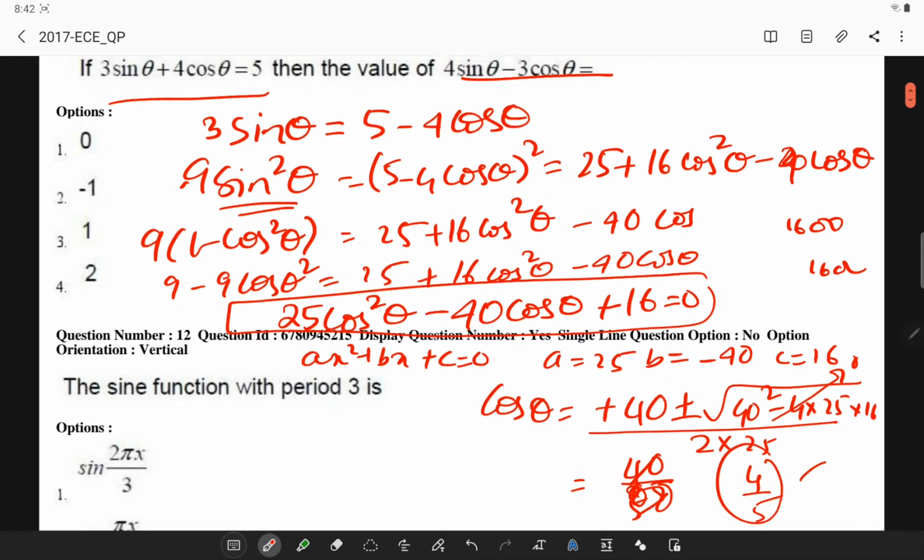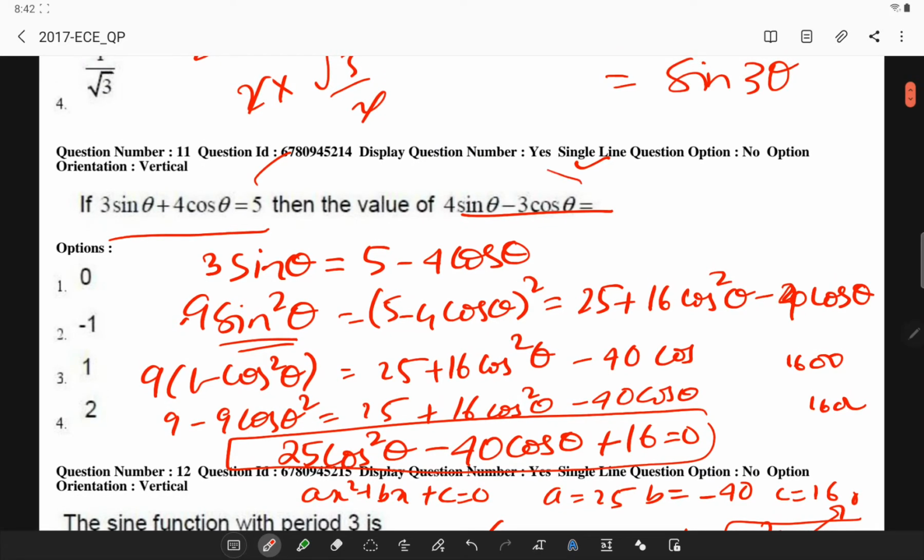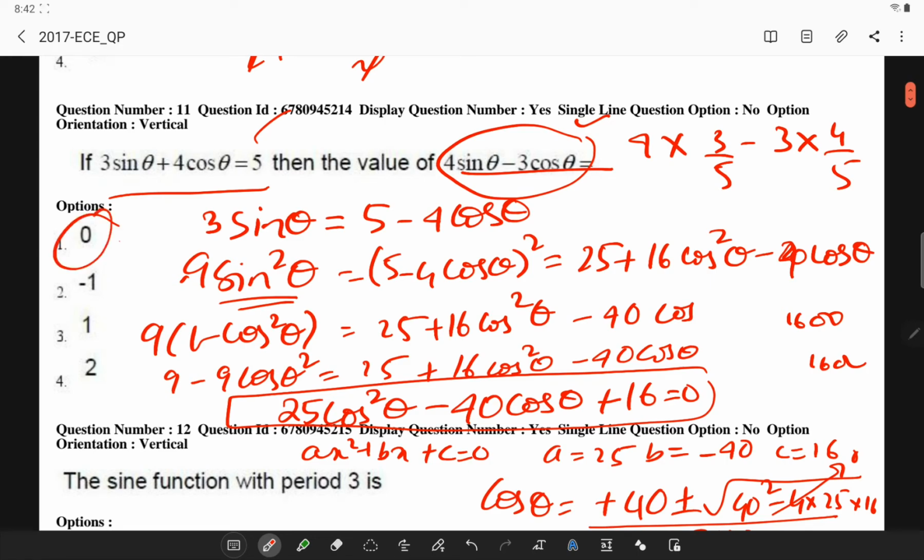So cos theta is 4 by 5, means sin theta will be 3 by 5, because 1 minus cos square theta gives sin square theta. So what is the question given? 4 into the sin theta value, 3 by 5, minus 3 into cos theta, 4 by 5. 4 3s are 12, 3 4s are 12, so it's simply 0.